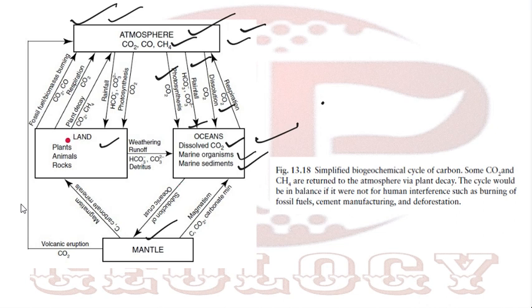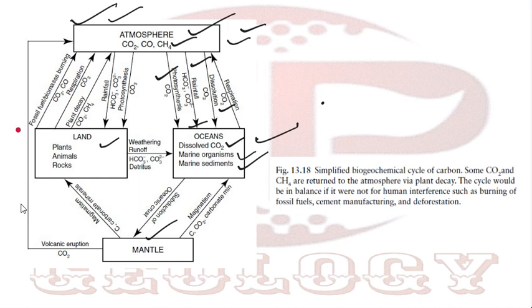Then again from land it can escape to the atmosphere by decay of plants. After the death of the plant, when it decays, it will emit carbon dioxide. Then during the respiration process, carbon dioxide is released by animals.